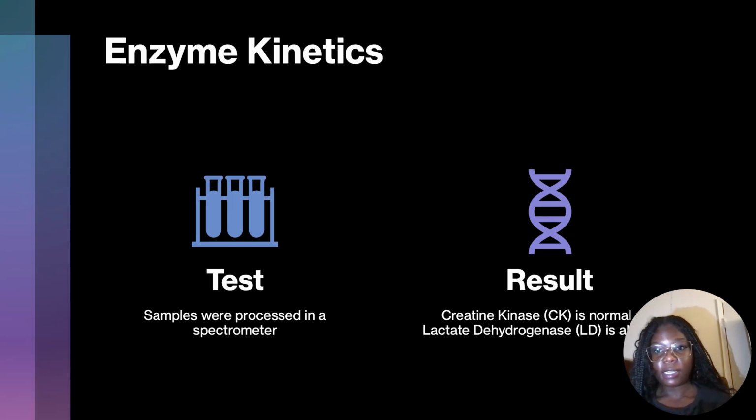The next test that we performed was the enzyme kinetic test, which is a laboratory procedure that measures the rate of enzyme reactions. The tests were just the urine and blood samples. They were processed in a spectrometer. We had two different results. We had the creatine kinase, which came back as normal, but the lactase dehydrogenase, with acronym LD, came back as abnormal.